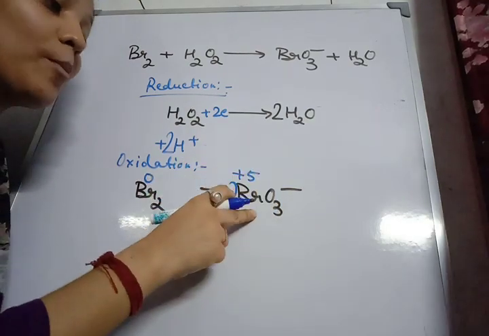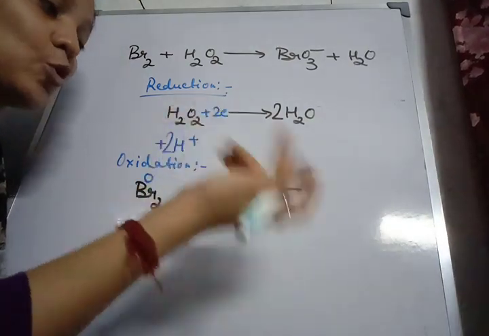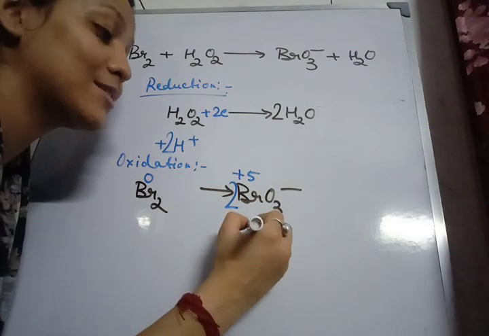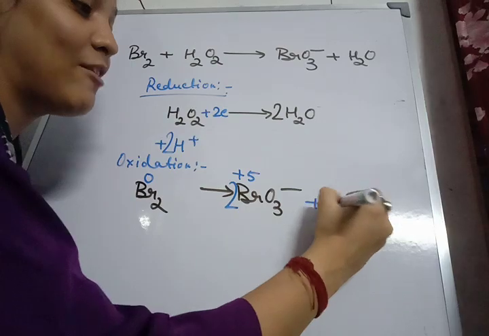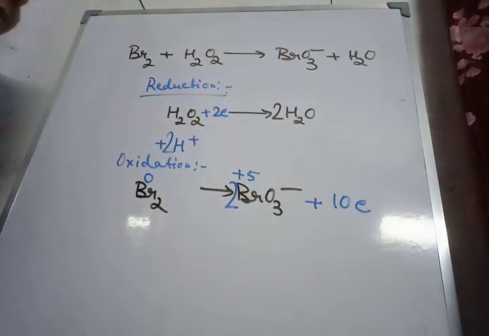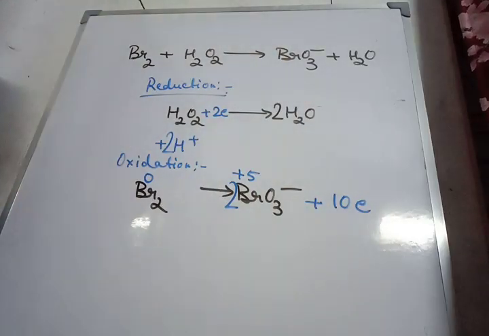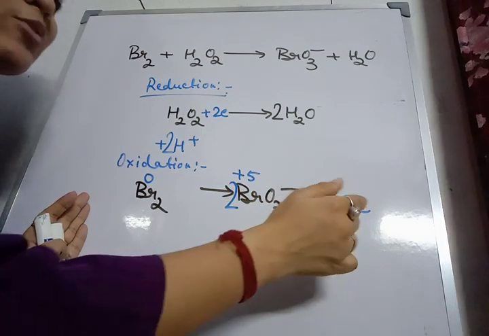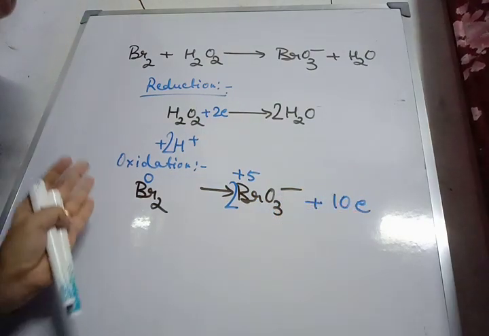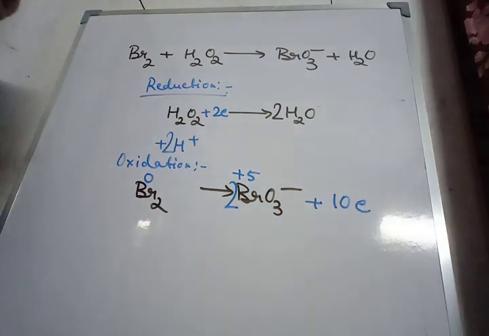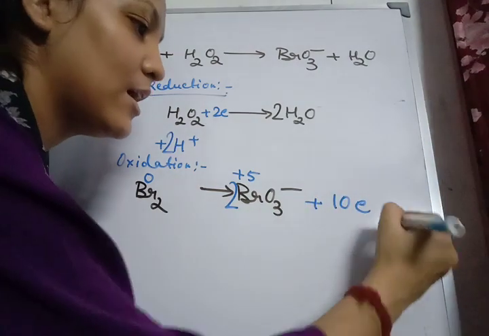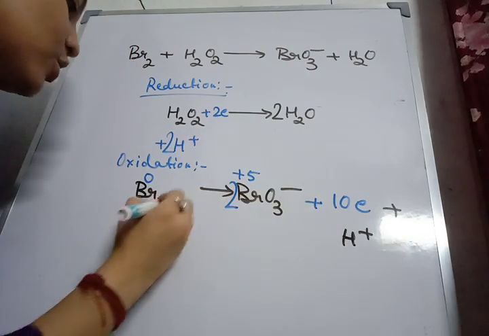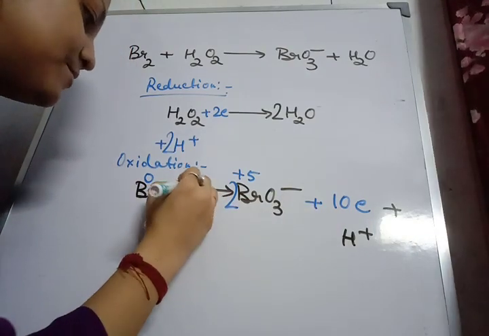That means each bromine has oxidation state +5. So 2 bromine will be having oxidation state of +10. To balance the oxidation states, on the right hand side, I will be adding 10 electrons. Now this equation is balanced with respect to the oxidation numbers. Now we have to balance the equation charge wise. Means I have to add hydrogen ions and water. So hydrogen ions will be added on the right hand side and water on the left hand side.